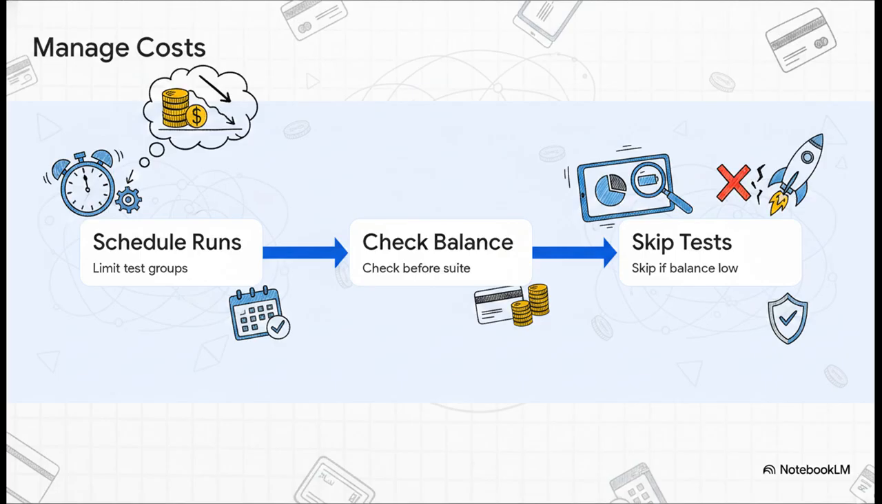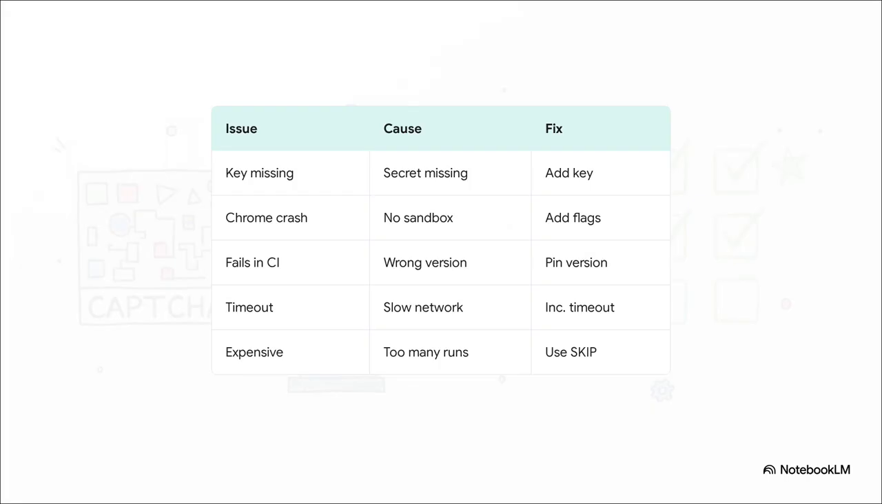You've got to use those skip flags we talked about earlier, strategically schedule your runs, and limit your test groups. But here is a brilliantly practical 3-step strategy you can implement. Just check your CAPTCHA AI balance before the test suite even spins up. If your balance is too low, skip the CAPTCHA test right then and there with a clear log message. Trust me, that's way better than letting the entire pipeline violently fail 20 minutes later just because you ran out of solving credits.